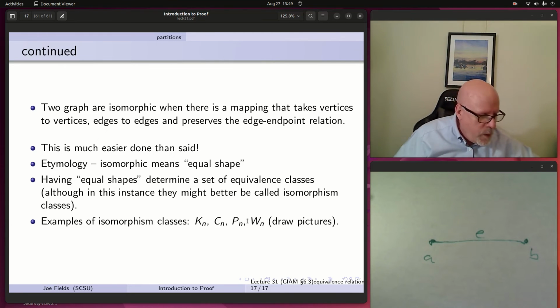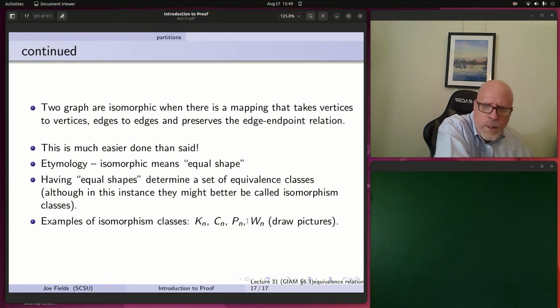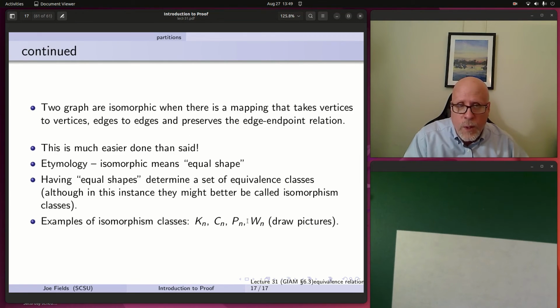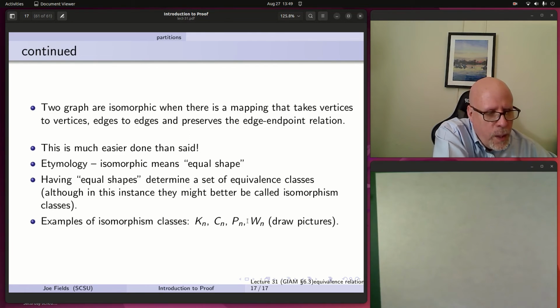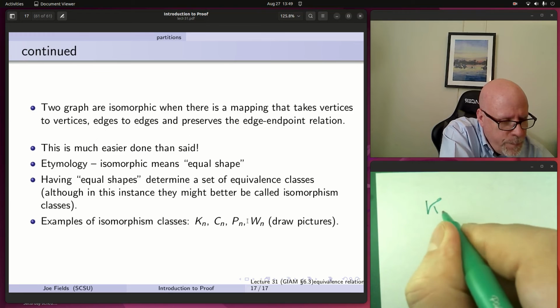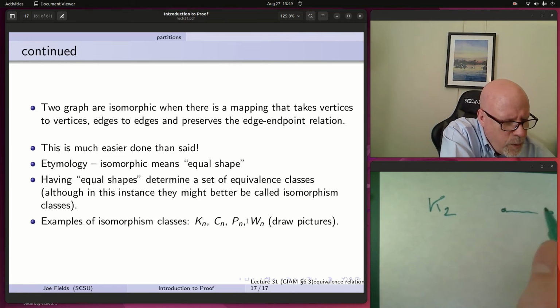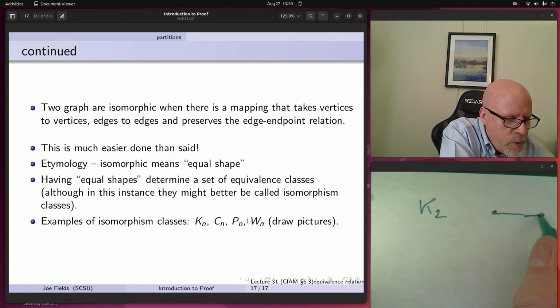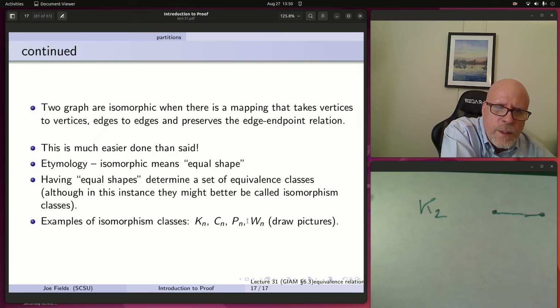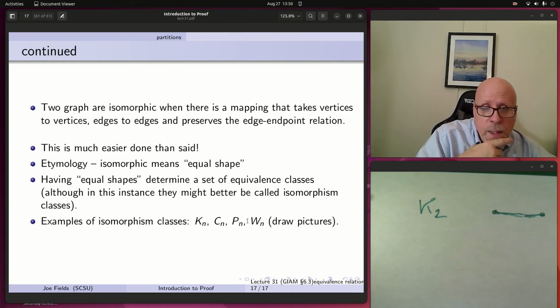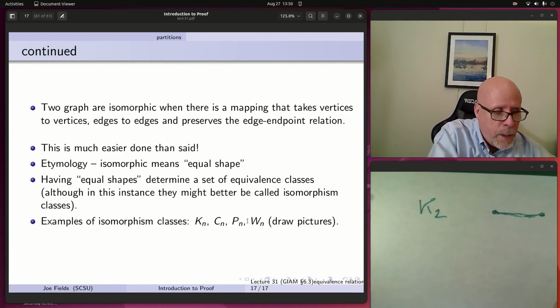I wrote a note to myself that I should draw pictures. Well, let me tell you what Kn is first. The German word for complete starts with a K. So K2 is actually the graph we just talked about. It's got two nodes in it, two vertices. I didn't mention that nodes is another way to refer to the vertices. They're synonyms, so sometimes you hear me say nodes, sometimes vertices. K2 is two nodes and a single edge between them. It's complete in this following sense: every edge that could be there is there.